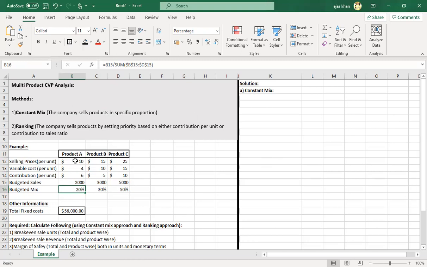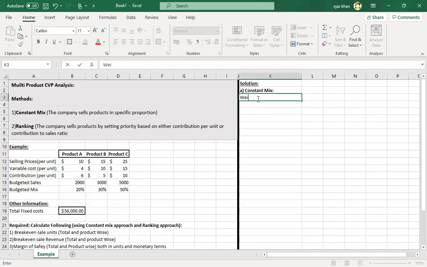Which means that if it sells two units of product A, then it has to sell 3 units of product B along with that and 5 units of product C. So it's 2:3:5. So when we are using constant mix approach, all we have to do is to calculate weighted average values.